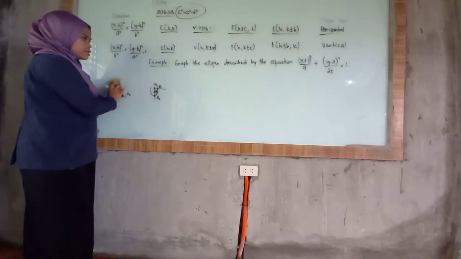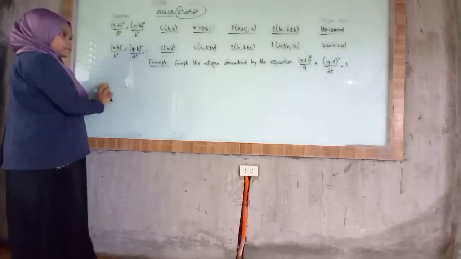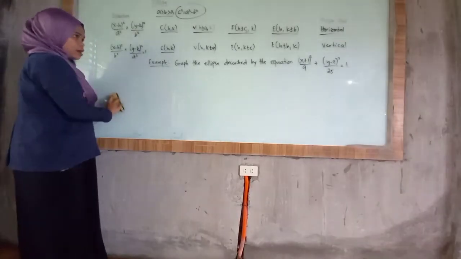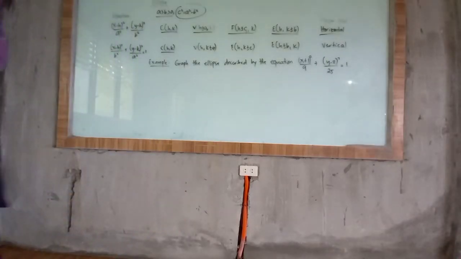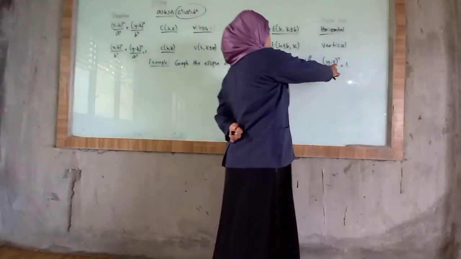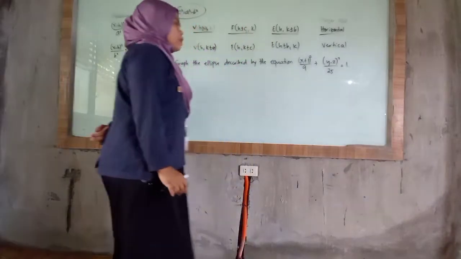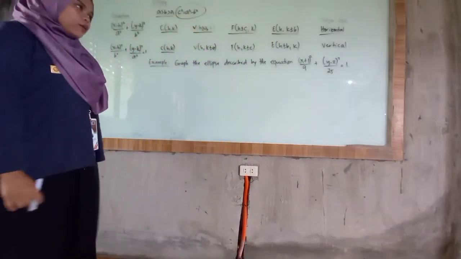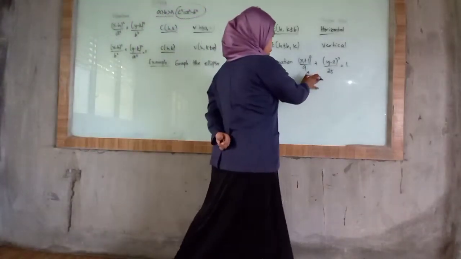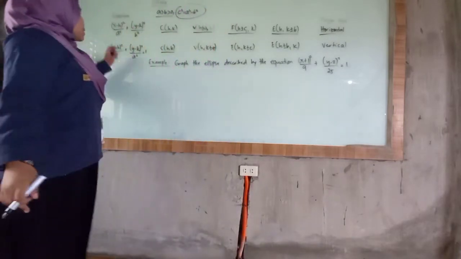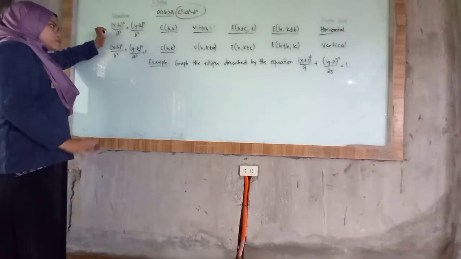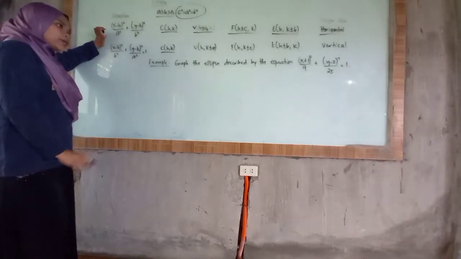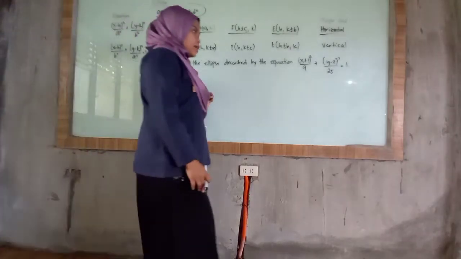Okay, so for this example, graph the ellipse described by the equation x plus 1 quantity squared over 9 plus y minus 2 quantity squared over 25 is equal to 1. Okay, so this is already in standard form. Kung mapapansin nyo, that is already in standard form. So, how can we determine A at saka B?